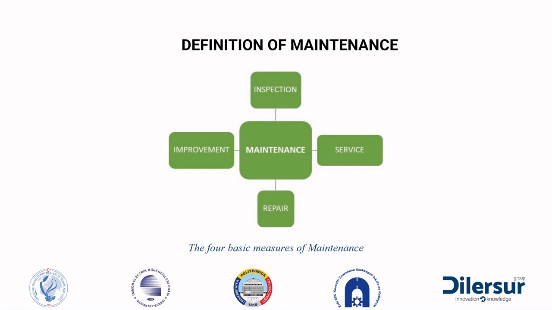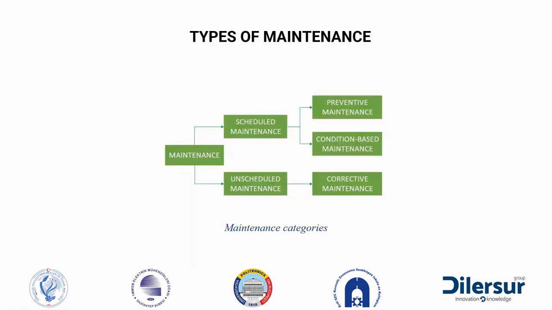Types of maintenance. Maintenance can be classified in 2 main categories: scheduled maintenance and unscheduled maintenance. Figure 2. Maintenance categories. 1.2.1 Scheduled maintenance. Scheduled maintenance is planned in advance and done at regular intervals.